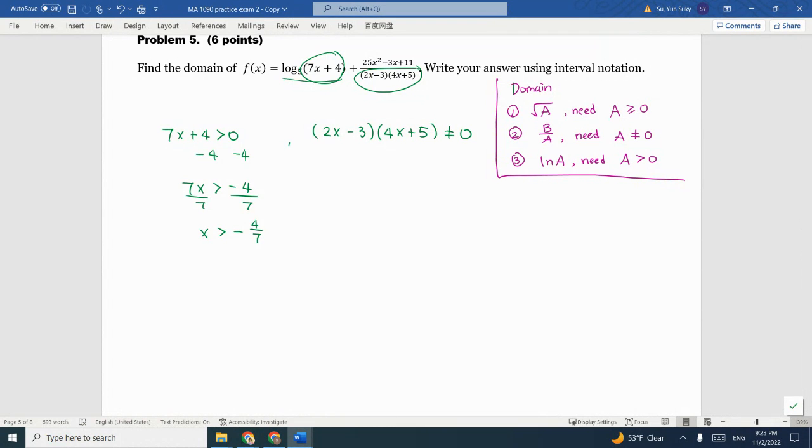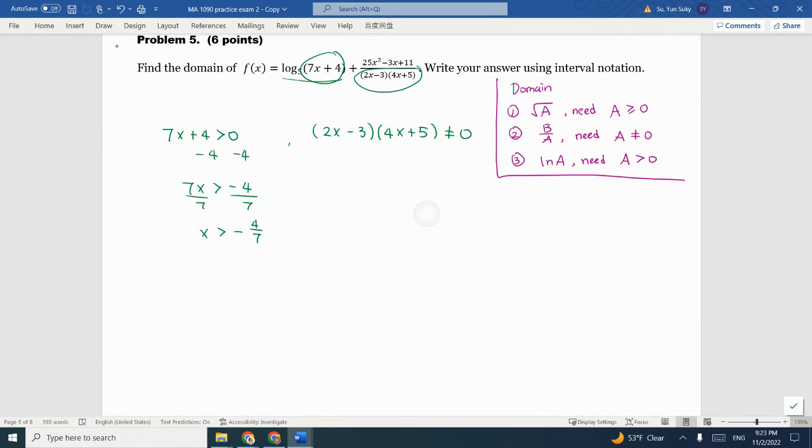When you solve inequalities, be careful. When you add or subtract a number, it won't change the inequality. But when you multiply or divide by a negative number, it will flip the inequality. So here, when we divide by 7, 7 is positive, so it won't change the inequality. We still have greater than. But if we divide by minus 7, it will flip the inequality, so the greater than will become less than. So just be careful when you work with inequalities.